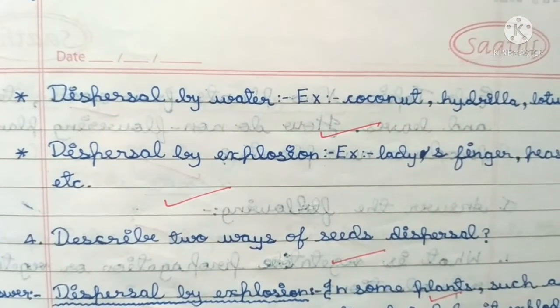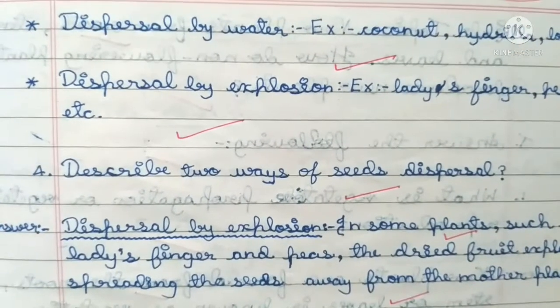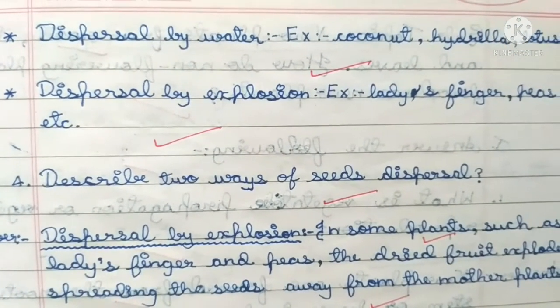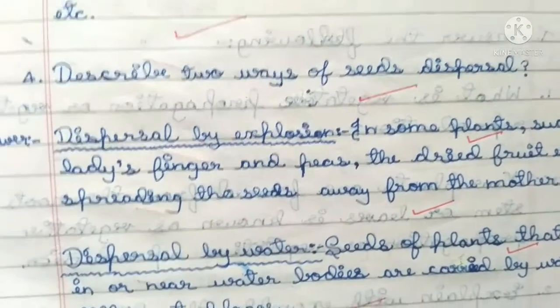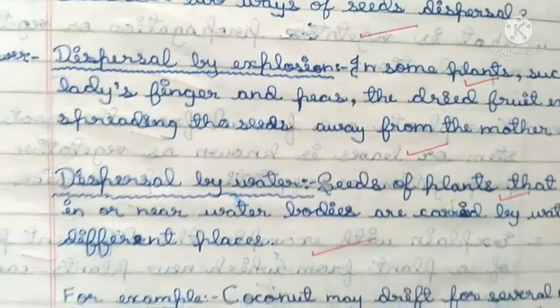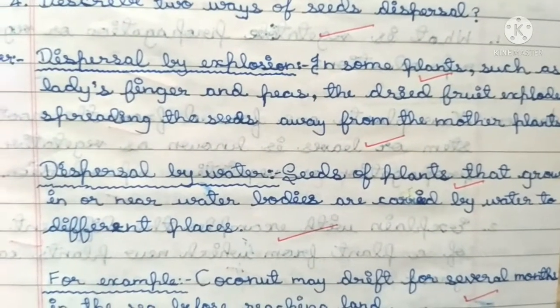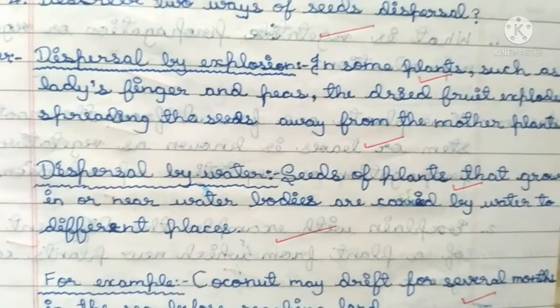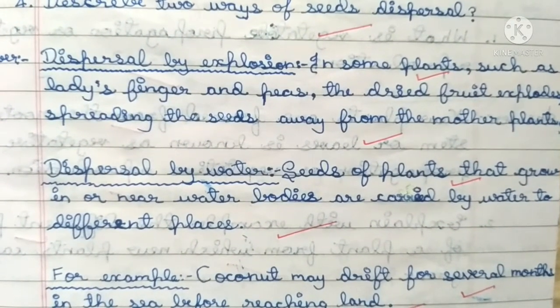Dispersal by water. Examples: coconut, hydrilla, lotus. Dispersal by explosion. Examples: lady's finger, peas, etc. Describe two ways of seed dispersal. Dispersal by explosion. In some plants, such as lady's finger and peas, the dried fruit explodes, spreading the seeds away from the mother plants.